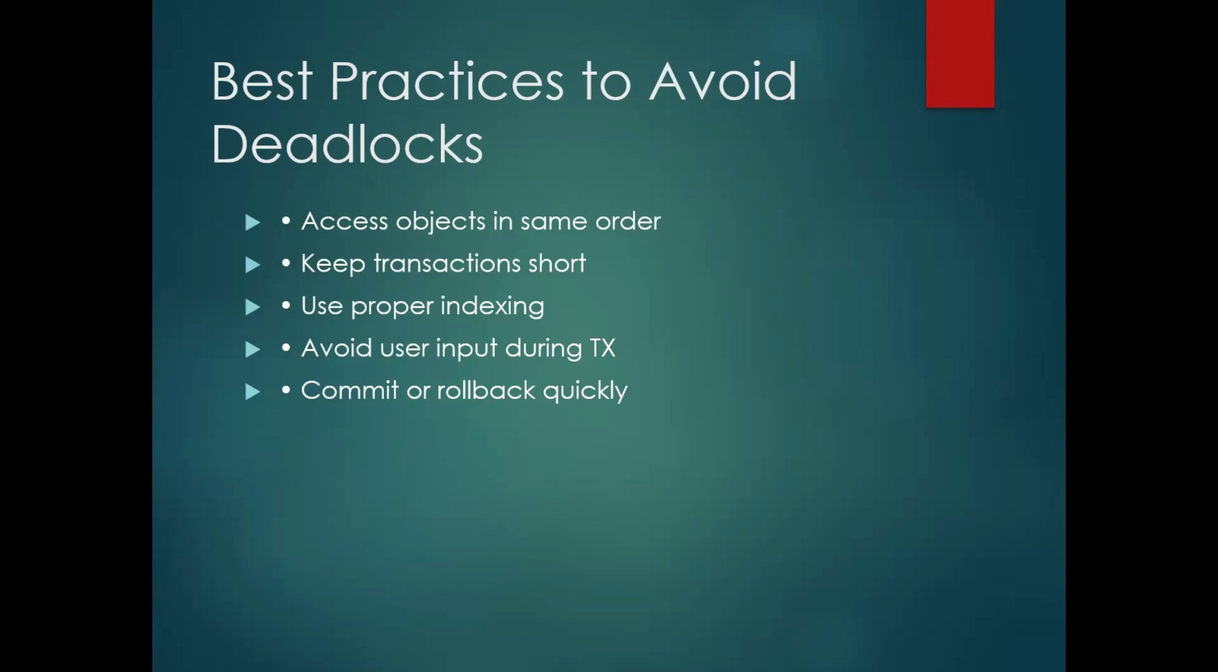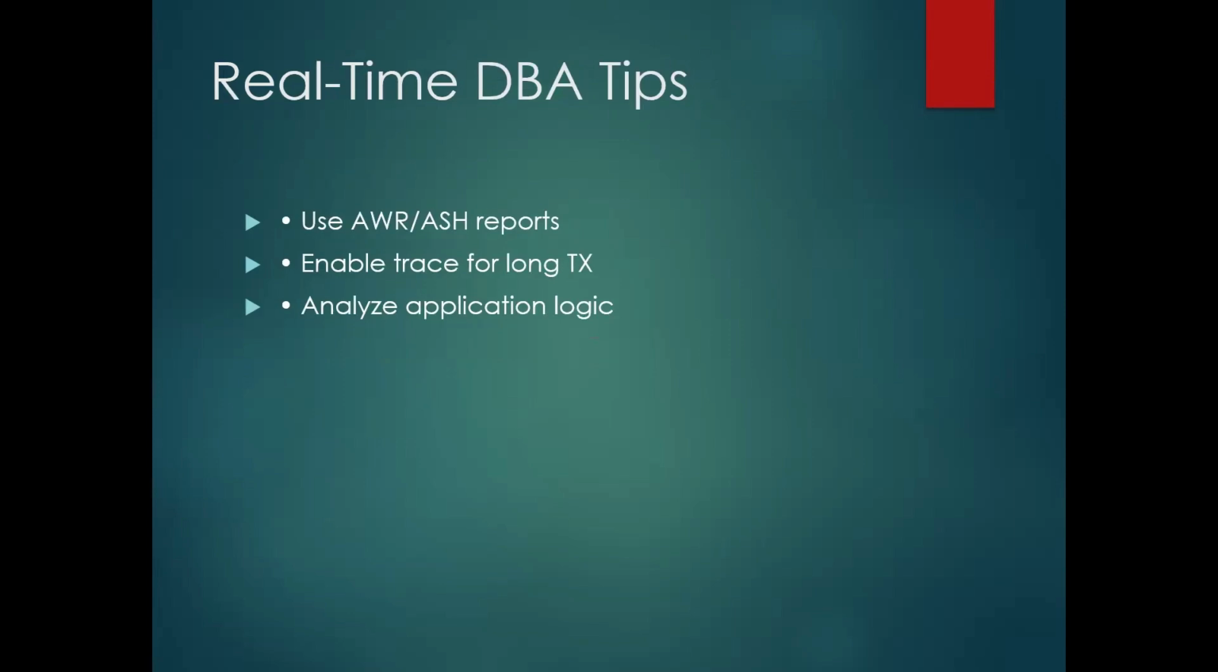And this is the best practice to avoid that. Actually, most deadlocks are due to bad coding. A few smart practices in development can prevent them. We have to change the application logic, or else we can use a wait of 30 seconds, and based on that we can handle it. These are the list: access objects in the same order, keep transactions short, use proper indexing, avoid user input during the transaction, and commit or rollback quickly. This is the way we plan to prevent deadlocks as real-time DBAs.